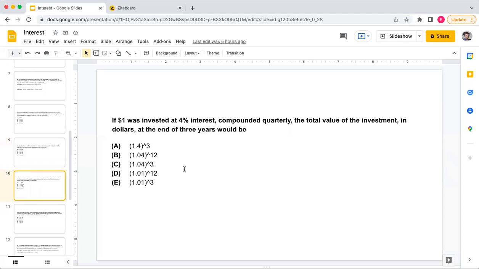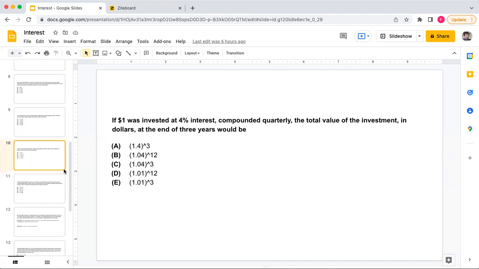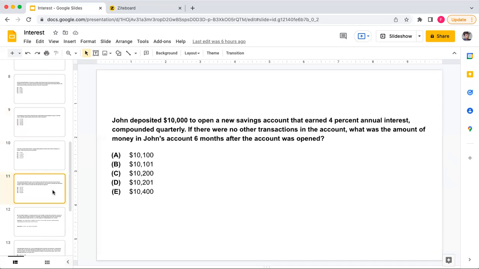This is almost the same. The only difference is that now the investment is compounded quarterly. So C will become 4. The rest, simply use the formula and you can quickly come up with a value. Just leave this question. Yeah, try this question now.